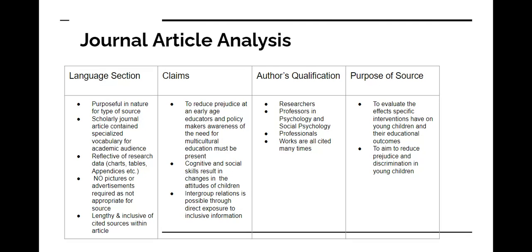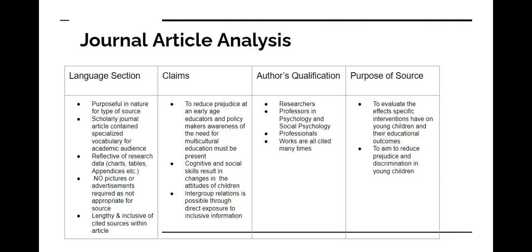Claims. To reduce prejudice at an early age, educators and policymakers should have awareness of the need for multicultural education, and this must be present, which supports our thesis. Also, cognitive and social skills result in changes in the attitudes of children. Intergroup relations are possible through direct exposure to inclusive information.